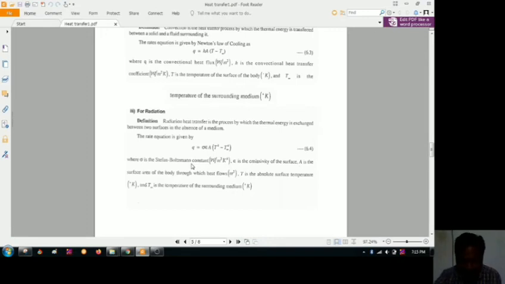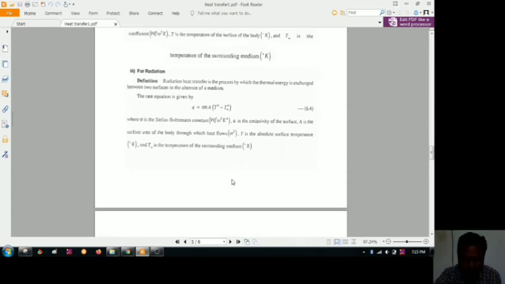So once again I'll repeat that one. Q is equal to sigma into epsilon A into T to the power of 4 minus T infinity to the power 4. So that is the equation, right, for the radiation.